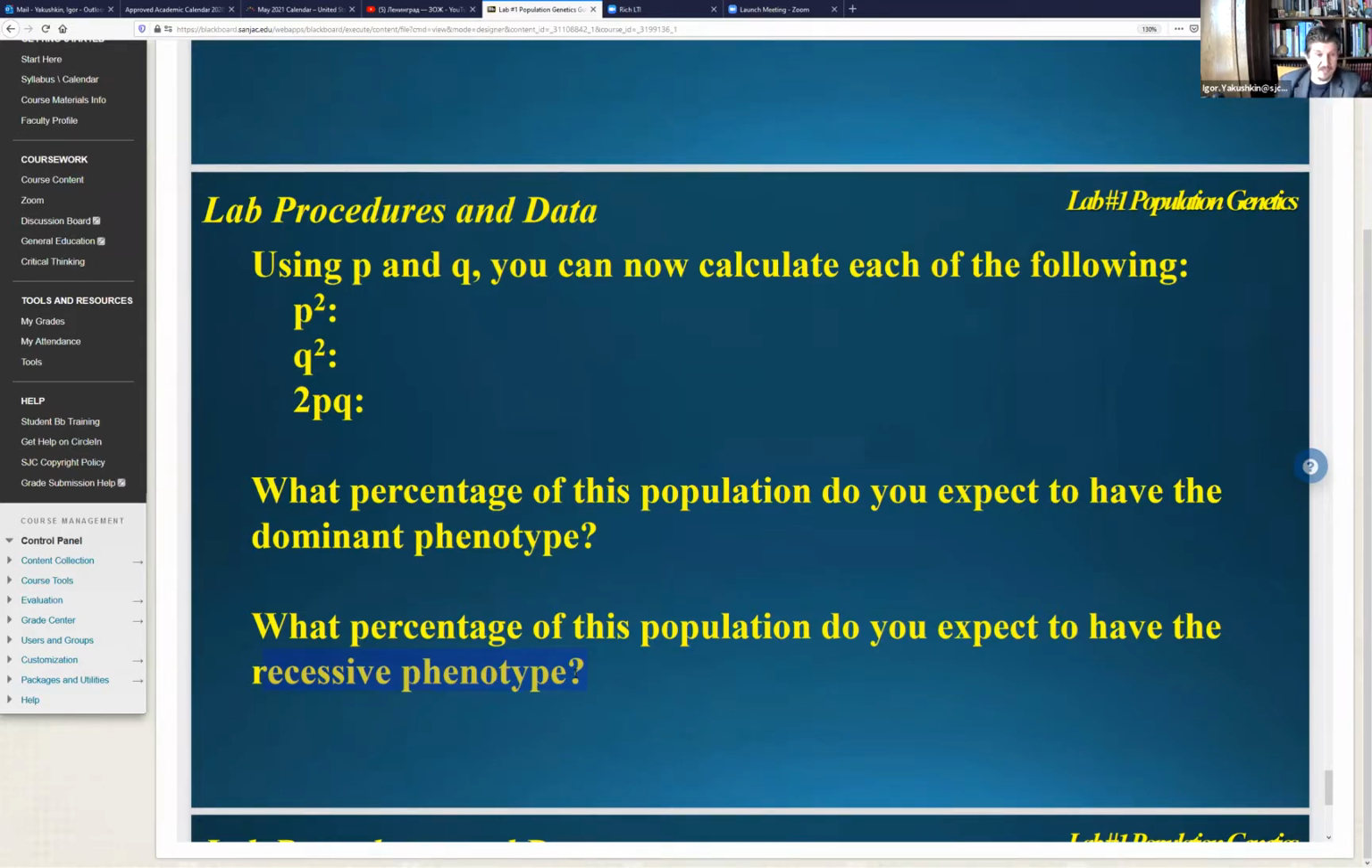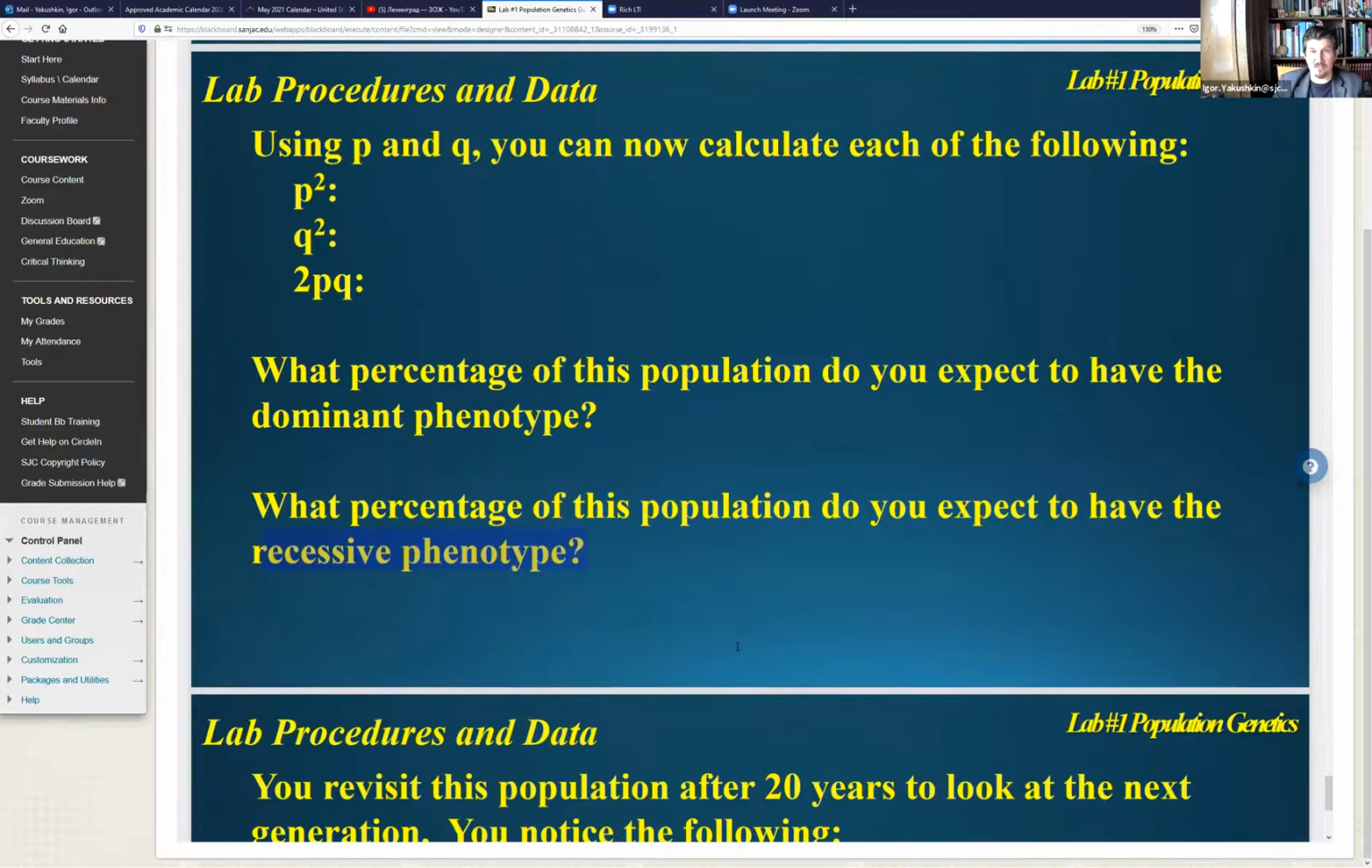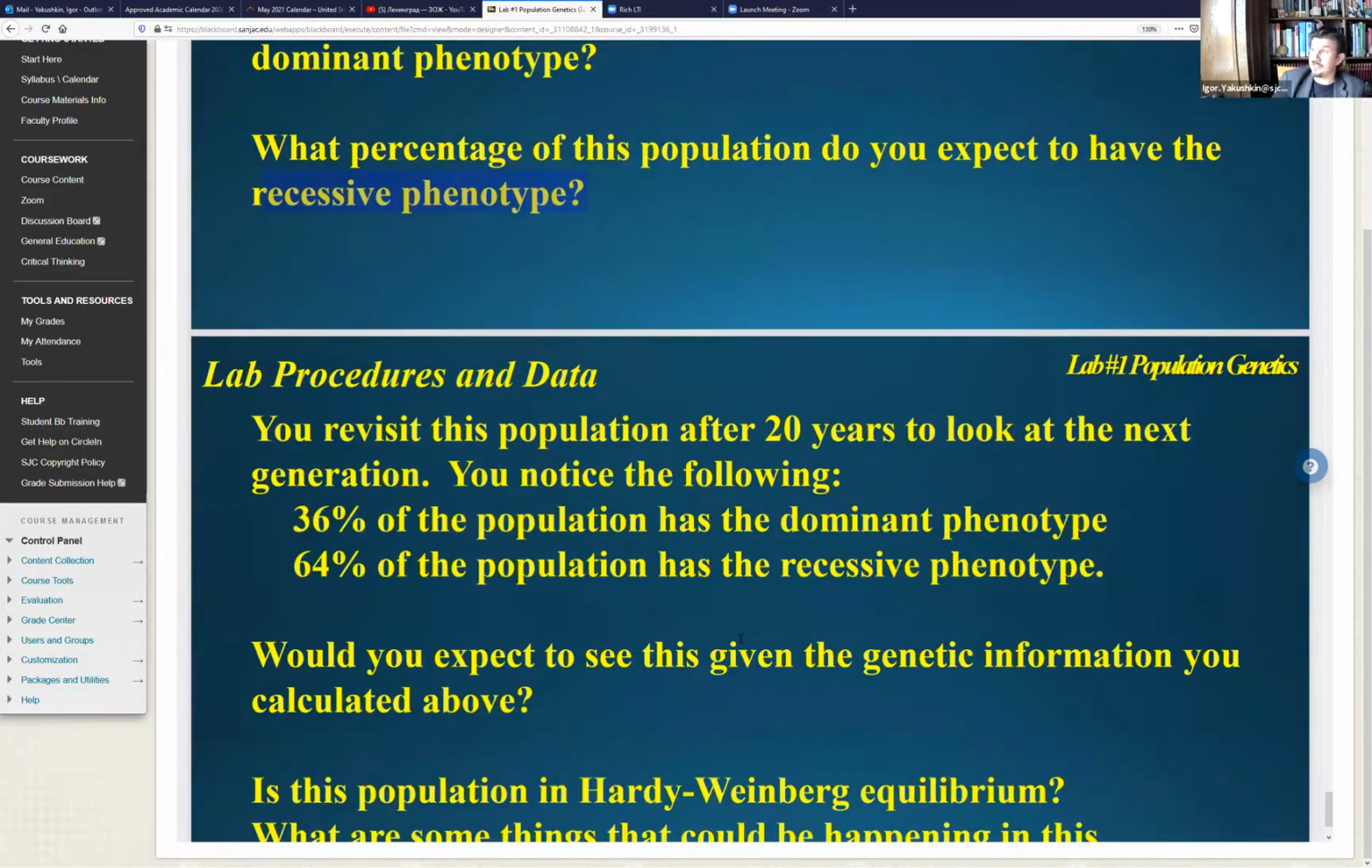Next question: what percentage of the population do you expect to have a recessive phenotype? That would be Q squared, and Q squared is 81, right? In this particular case, 81% of whatever you'll see will have a recessive phenotype. Is it possible? Yes. In some cases, the recessive phenotype shows up in the population more often than the dominant.